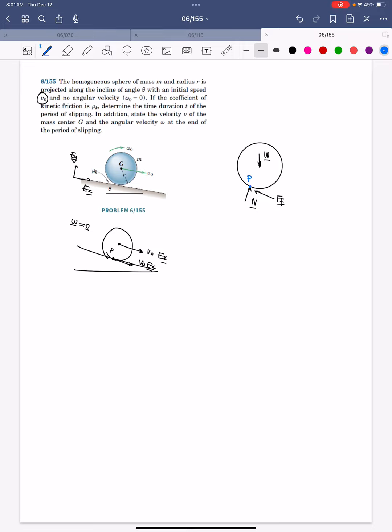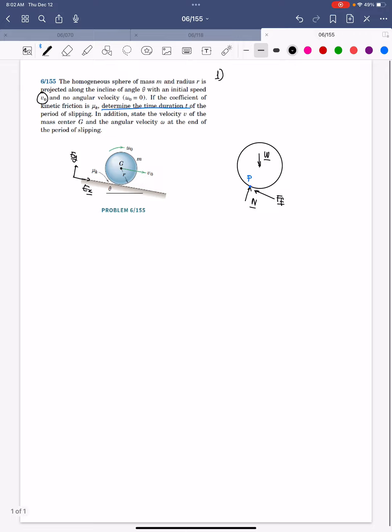We need to determine the time duration t of the period of slipping. Okay, so we've drawn the free body diagram of the system. If I go through the steps, number 1 is the position vector of the center of mass. Here they call it G, I will call it C.